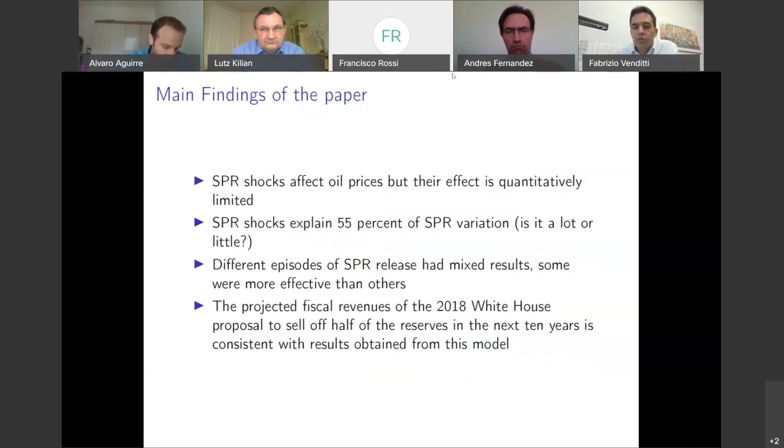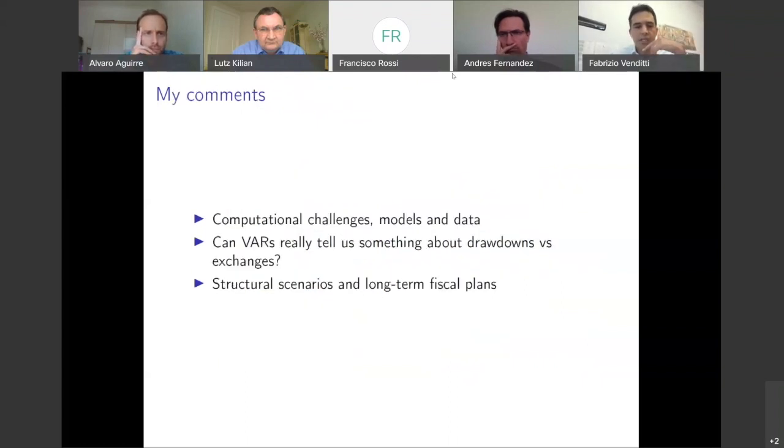And then there is an evaluation of the projected fiscal revenue of this plan, the 2018 White House proposal to sell off half of the reserves in the next 10 years. So the fiscal revenues expected by the White House with this proposal are very much consistent with the results obtained from the model, but the model, of course, also gives some uncertainty around the median estimate.